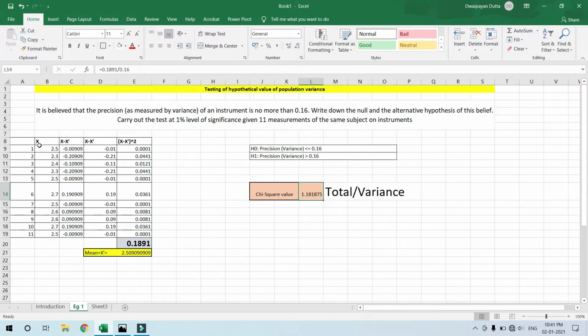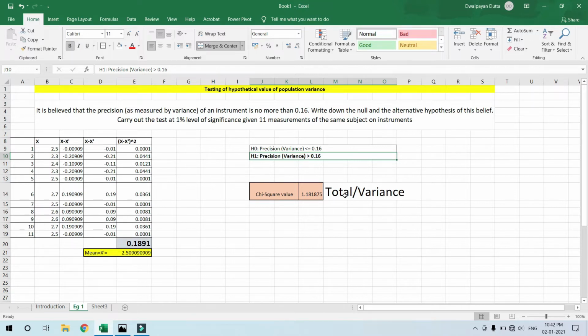Here, as you can see, x is the number of given observations. I will explain the other columns also. H0 is the null hypothesis, which we have written as the precision, that is the variance, is less than or equal to 0.16. As given, the belief is that it is not more than 0.16, and the alternative hypothesis will be just the opposite of that, that is, the variance is greater than 0.16.